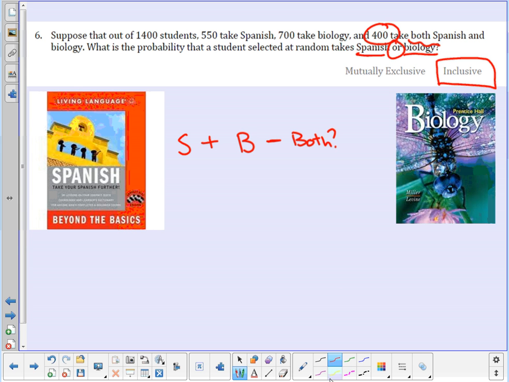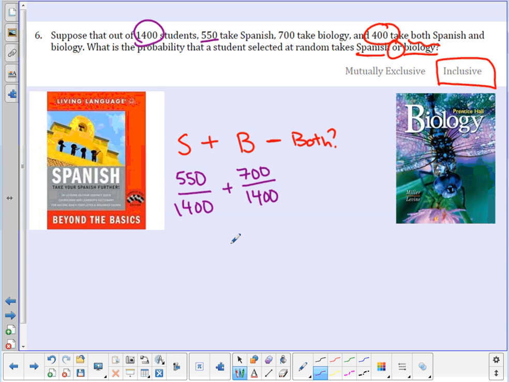And we'll talk about why we do that. So I know the total number of students are 1,400. I know that 550 take Spanish. So my successes for Spanish are 550 out of 1,400. Then I need to add the biology. 700 out of 1,400. So success for Spanish, success for biology.